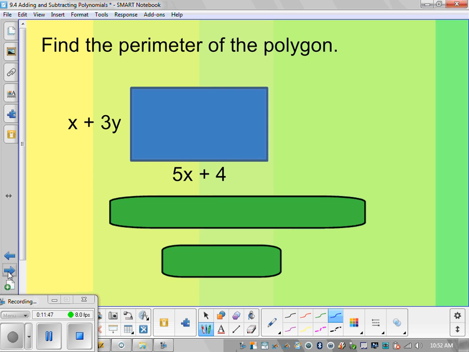Here's the next example, same idea. I would like you to write down the example and then see if you can find the perimeter. It might be helpful to label the other two sides so that you see everything written out. If you do that, it would look something like this.